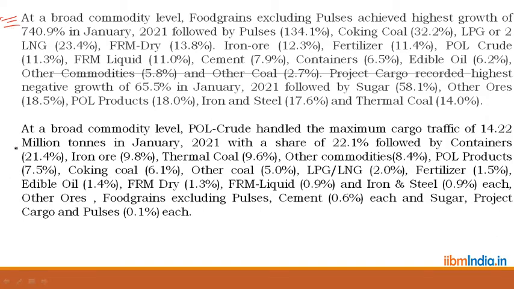At a broad commodity level, POL crude handled the maximum cargo traffic, about 14.22 million tons in January 2021 with a share of 22.1%, followed by containers 21.4, iron ore 9.8, thermal coal 9.6, other commodities 8.4, POL products 7.5, coking coal 6.1, other coal 5.0, LPG LNG 2.0, fertilizers 1.5, edible oil 1.4, FRM dry 1.3, FRM liquid 0.9, iron and steel 0.9, and food grains excluding pulses, cement 0.6 each, sugar, project cargo and pulses 0.10 each.